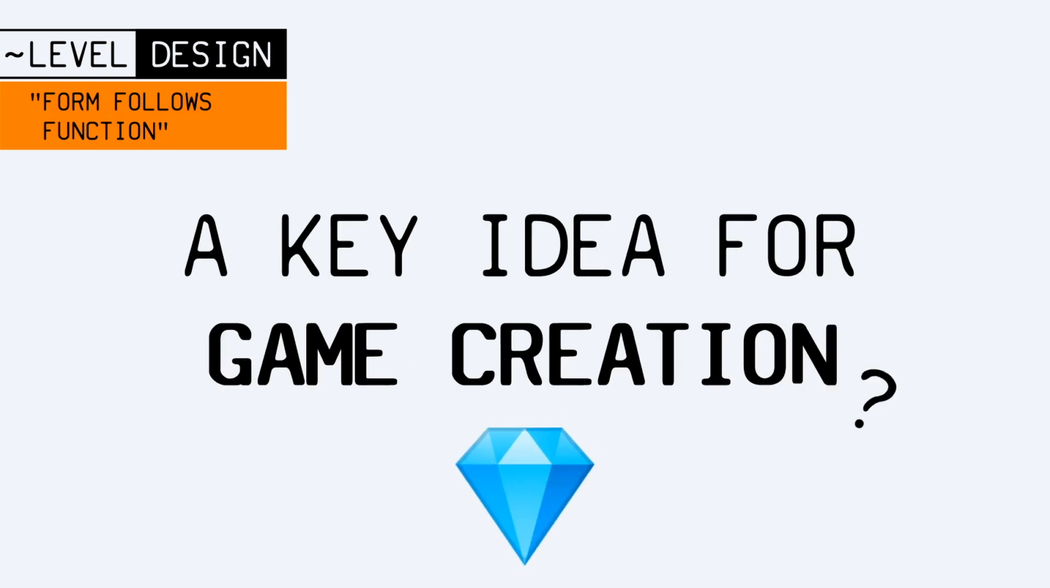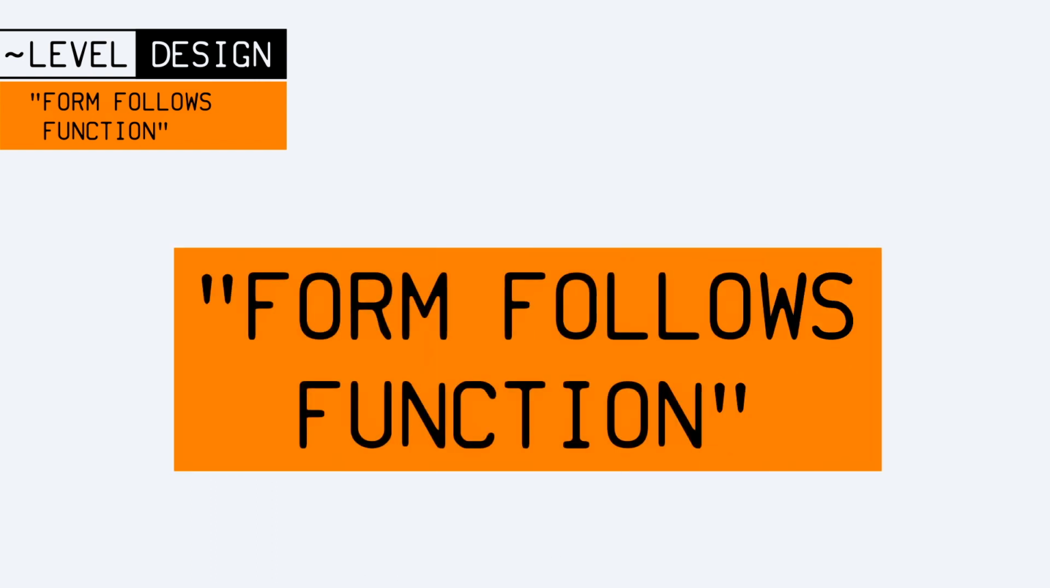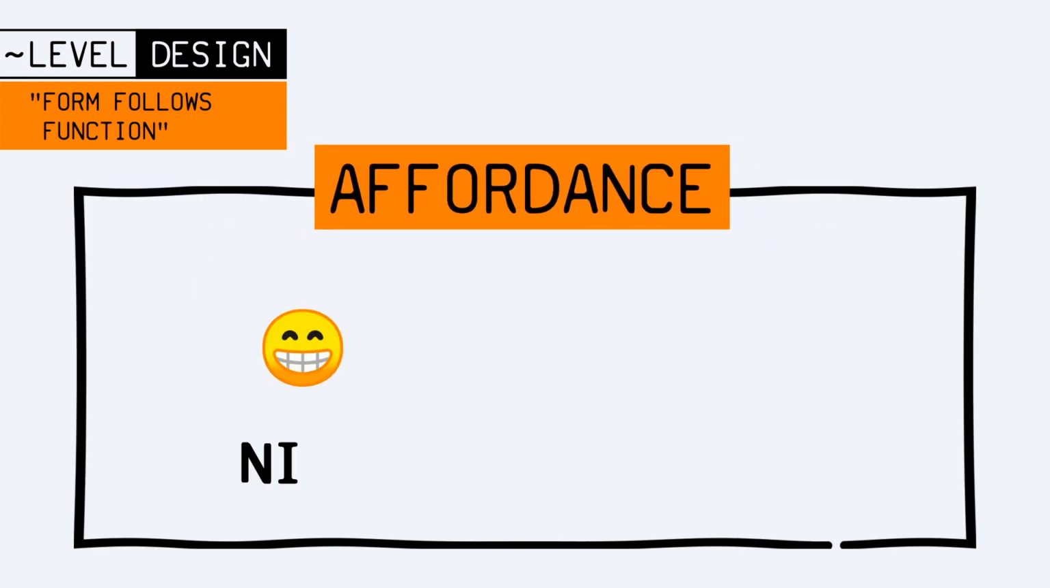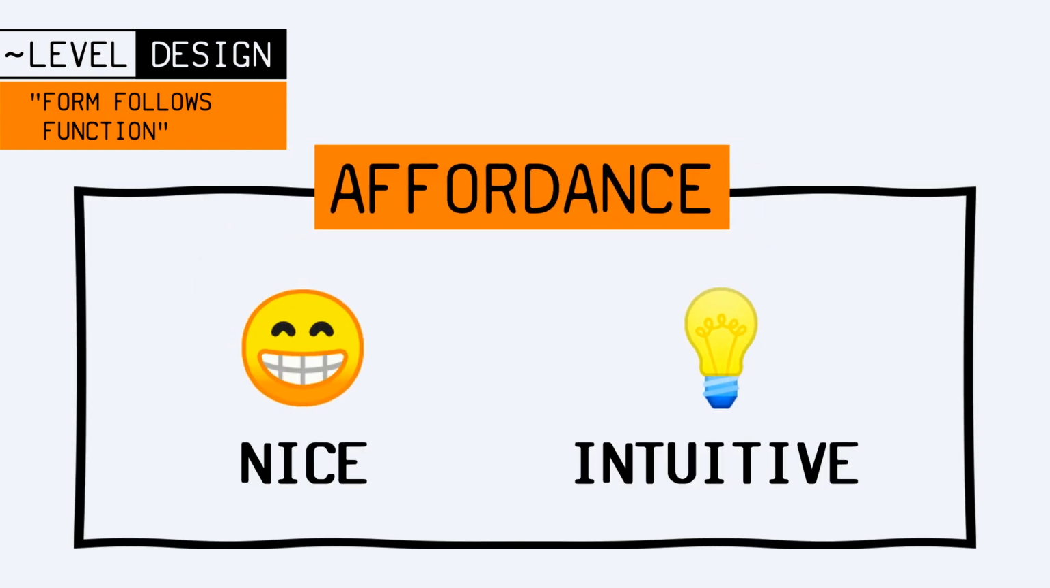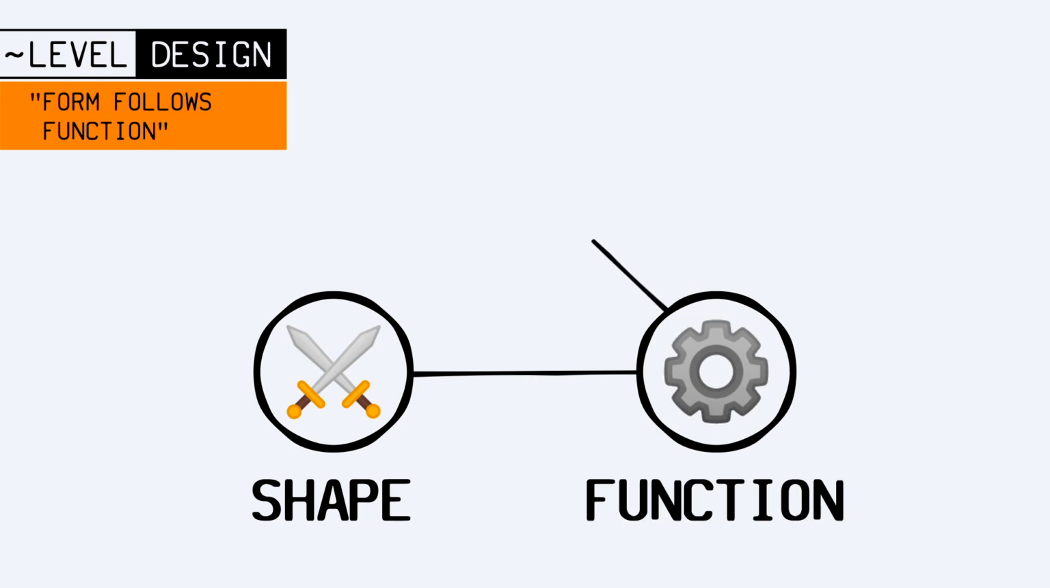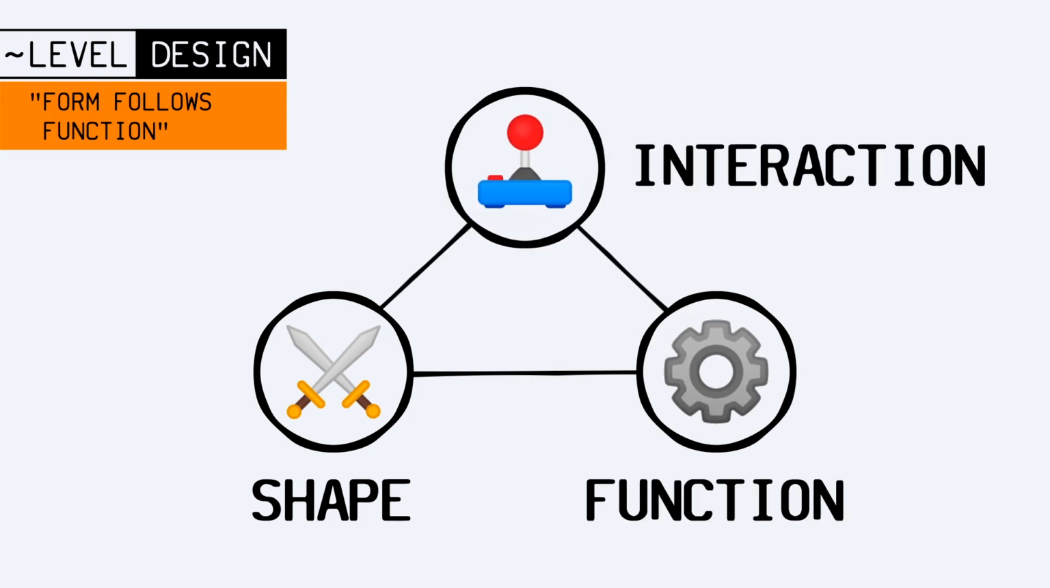In this episode, we're gonna talk about a key idea for game creation, the form follows function principle. This concept, also known as affordance, is fundamental to making nice and intuitive levels for the players. In short, it's about giving the gameplay elements in your environment a shape that instantly suggests a function, and thus a specific kind of interaction.